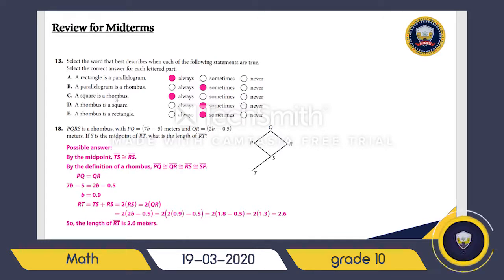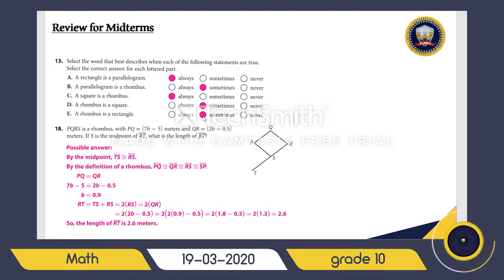C, a square is a rhombus. It's always true. Why? Because all the sides of my square are congruent. D, a rhombus is a square. Sometimes. When the rhombus is a square, when its angles are 90 degrees. Only when they are 90 degrees. Otherwise, it's not a square. E, a rhombus is a rectangle. It is sometimes right when its angles again are 90 degrees. In fact, in this case, it's a rectangle and a square at the same time.